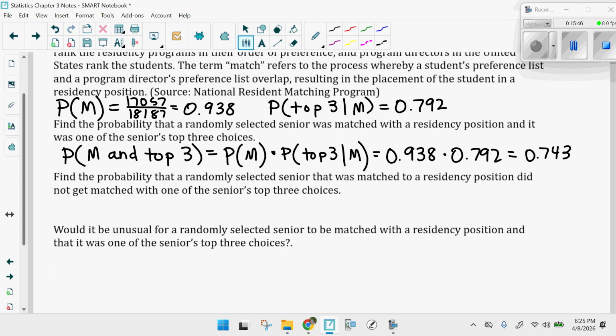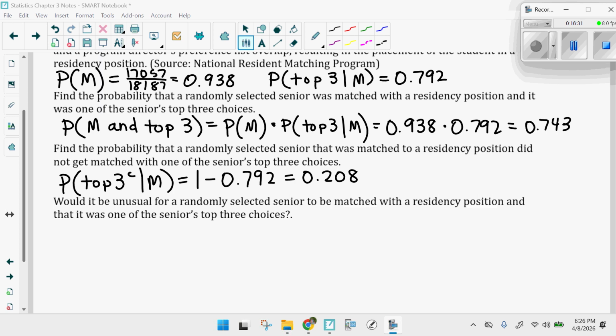Find the probability that a randomly selected senior was matched to a residency position, but did not get matched with one of the senior's top three choices. So given that they were matched, they did not get in their top three. So this would be the probability that we have the complement of top three, given that they were matched. And so the probability that they were top three, given that they were a match, was 79.2%. So the rest of the percent did not get their top three. So we would do 1 minus 0.792, which gives us 0.208.